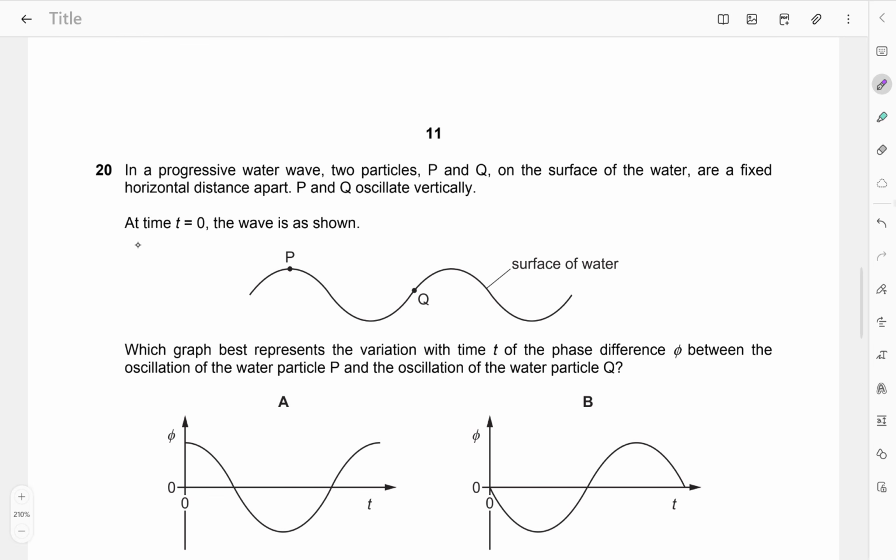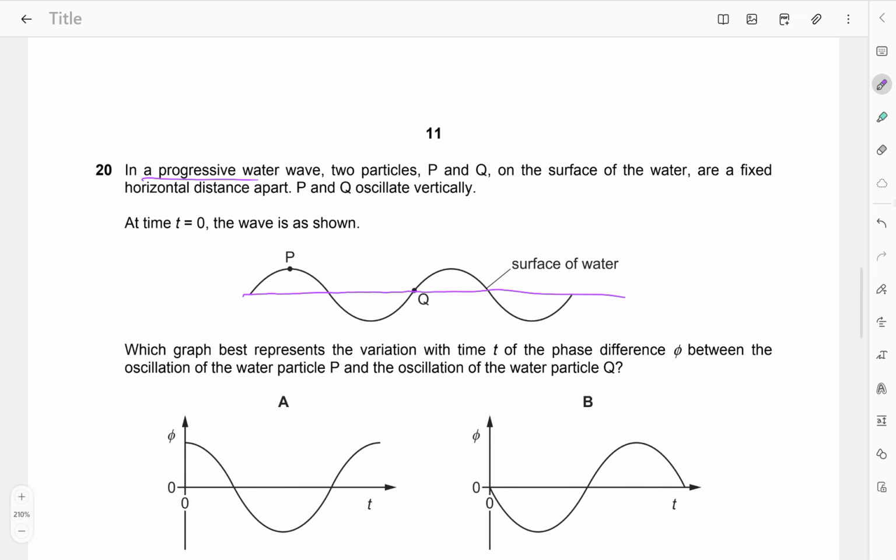In a progressive water wave, two particles P and Q on the surface of the water are a fixed horizontal distance apart. P and Q oscillate vertically. At time t equals 0, the wave is seen here. So let's see, this is the wave.